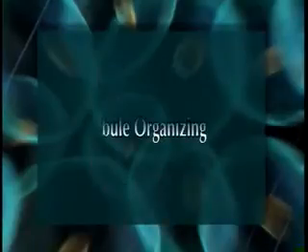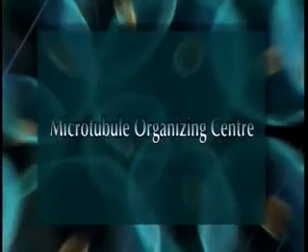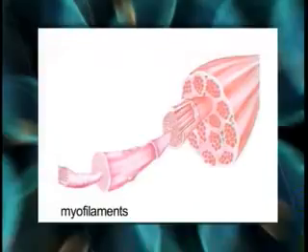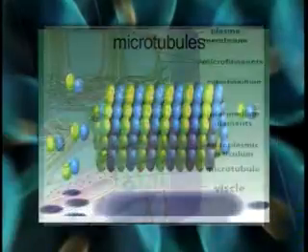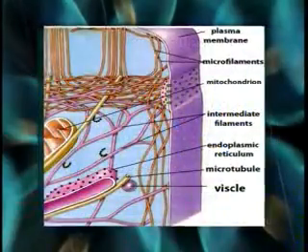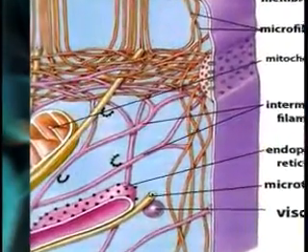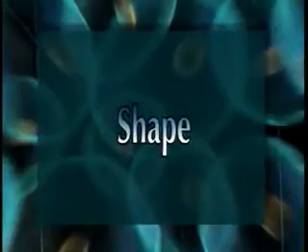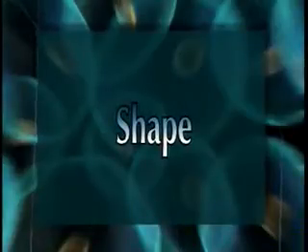Number five, microtubule organizing center. The nuclear envelope provides the surface for the attachment of the myofilaments, microtubules, and microfilaments, which in turn are connected to cytoplasmic organelles like mitochondria. Number six, shape. The nuclear envelope maintains the shape of the nucleus.